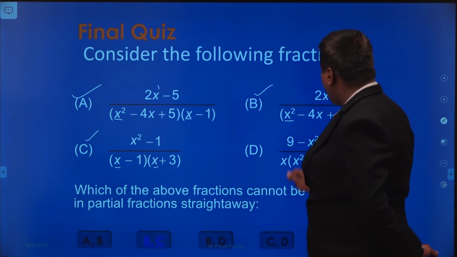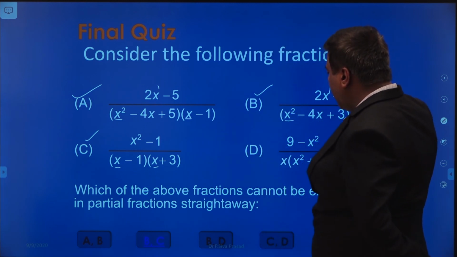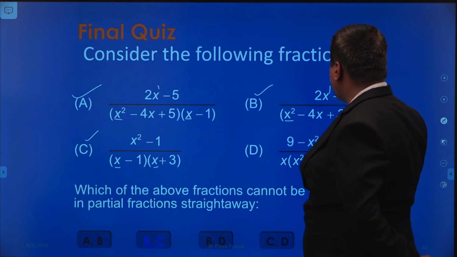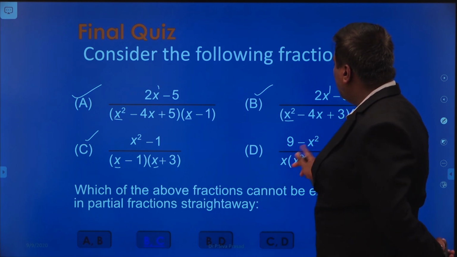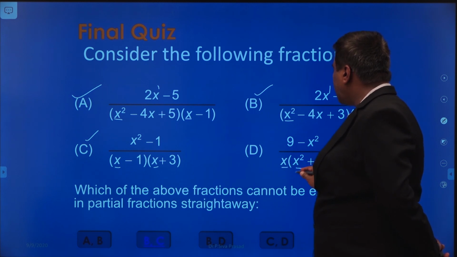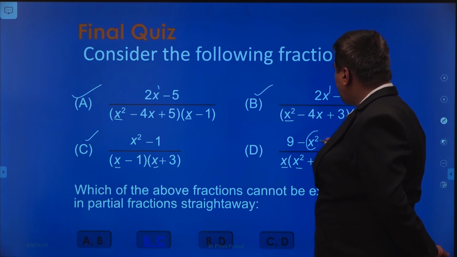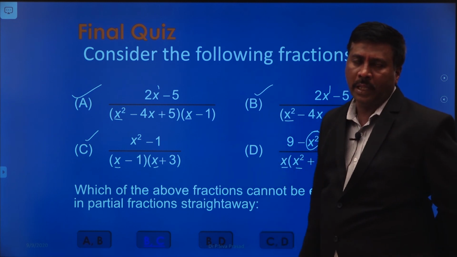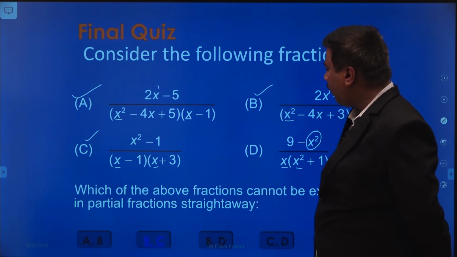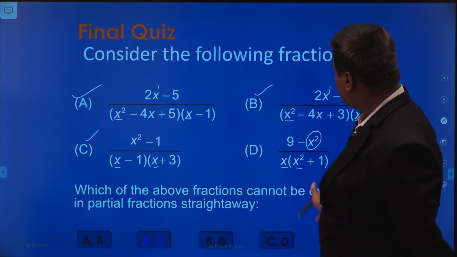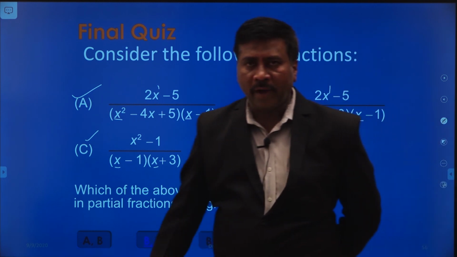And whereas in option D, (9 − x²) / (x(x² + 1)), here also you multiply x into x², which means x³. And the numerator power is 2, therefore it is 2 by 3. That means this is a proper fraction only.